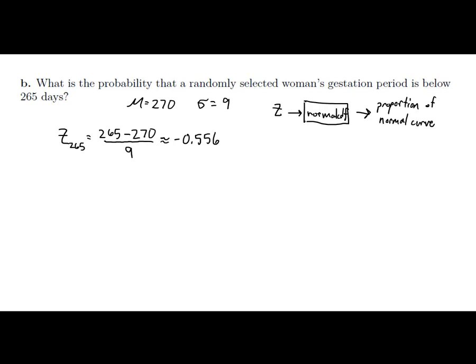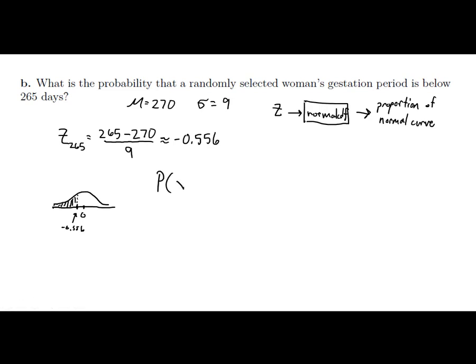So let's draw a picture. Let's not get too far ahead of ourselves. So negative 0.556 puts me maybe right about there on the standard normal curve. And it says we want the woman's gestation period to be below 265. So I know that I'm filling in that shaded area there.